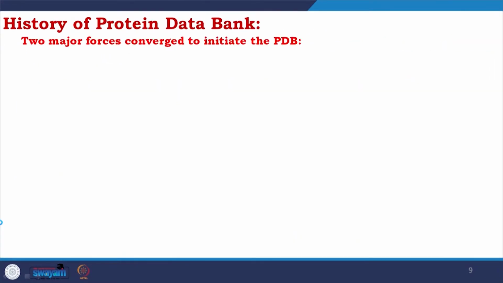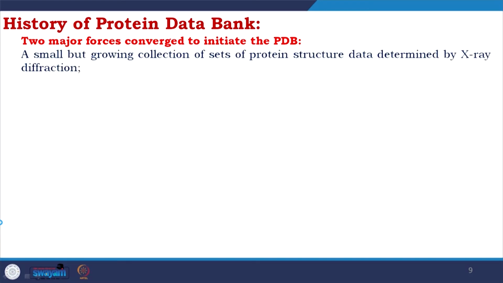As I told, coming to the history of protein data bank, there are two major forces which converge to initiate the protein data bank: a small but growing collection of sets of protein structure data determined by X-ray diffraction. I have talked about these. If you remember the history I talked in time of X-ray crystallography, the history I talked when I talk about protein structure determination, DNA structure determination, all of them started at the end of 1960s and early 1970s.